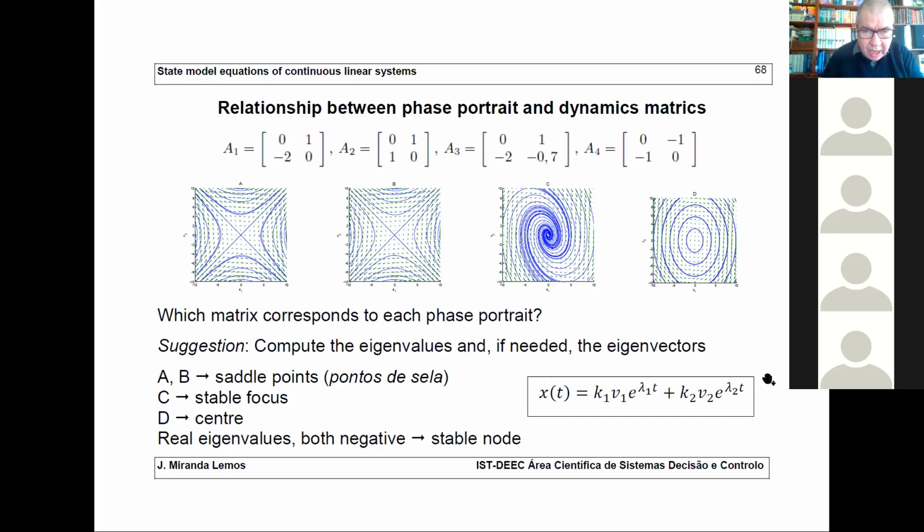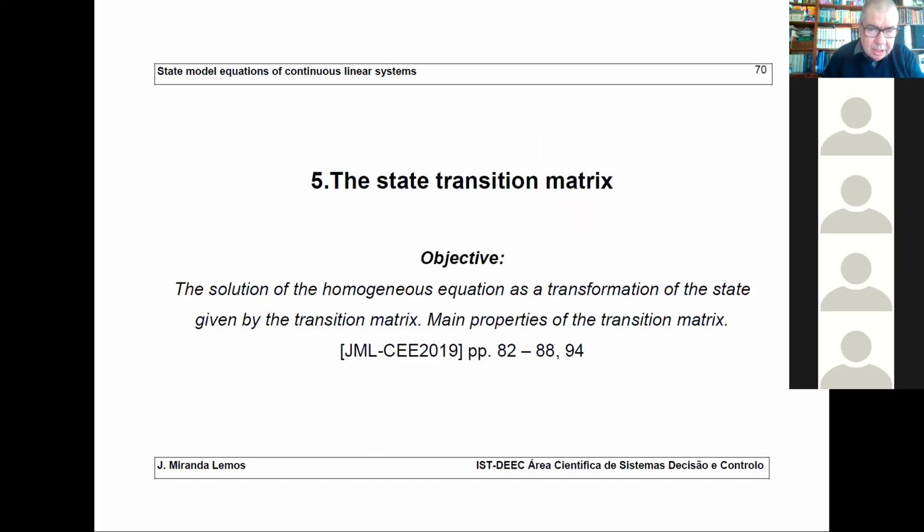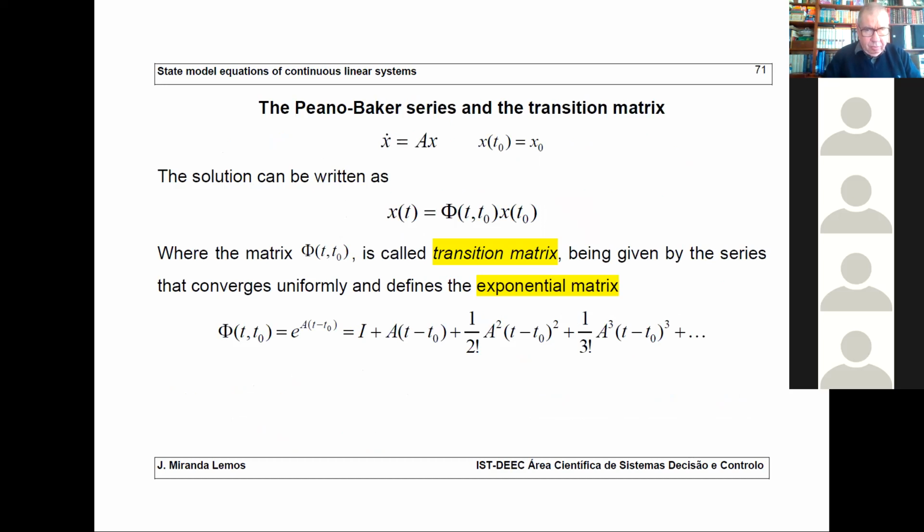Now, we have this solution. This solution is quite important because it makes a link between the type of response you get and the eigenvalues and the eigenvectors. But you can also look at the solution of the homogeneous equation x dot equal to ax with some initial condition in a different way. And this different way is to try to find a map between the state at time t0 and the state at time t. Okay, and this map is defined by a matrix. So you should find a matrix that obviously depends on t and t0, such that if you multiply the initial state by this matrix, you get the state at time t. Okay, this is the so-called transition matrix.